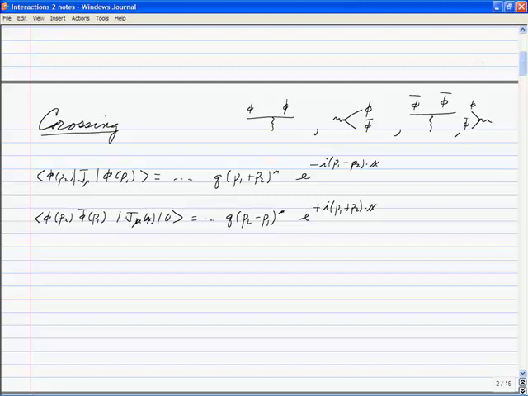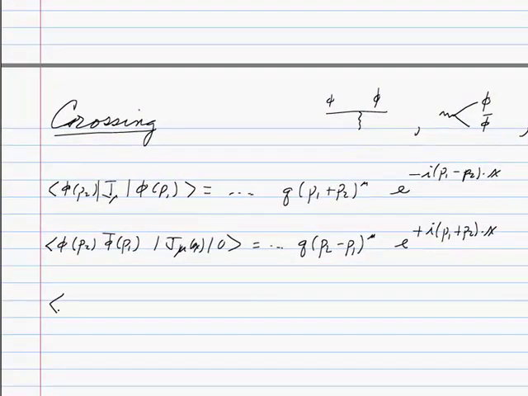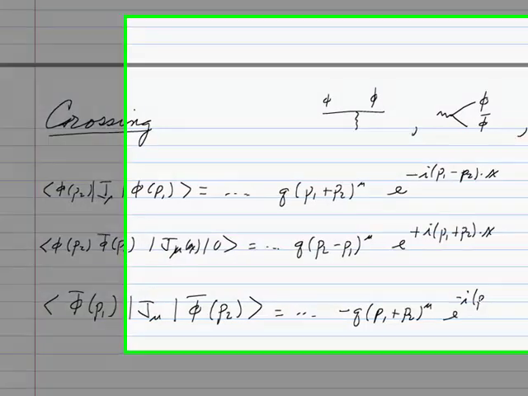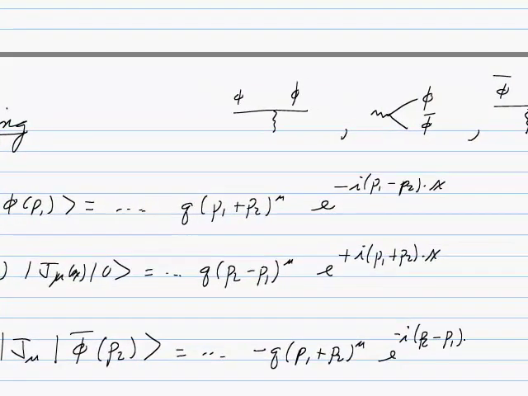Okay, so now let's write the next one down in this series. I'm going to keep phi bar of P1 here, J mu, and I'm going to write phi bar of P2 in the initial state. If we go through what we did before, that's minus Q (P1 plus P2) mu, e to the minus i (P2 minus P1) dot x. And that's what the rules told us.